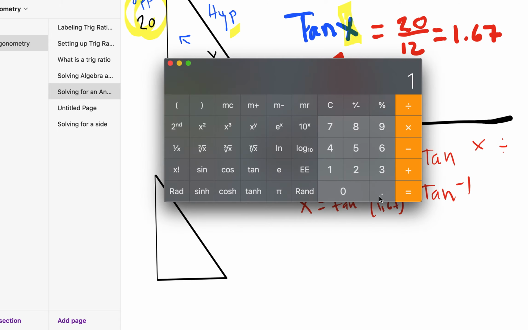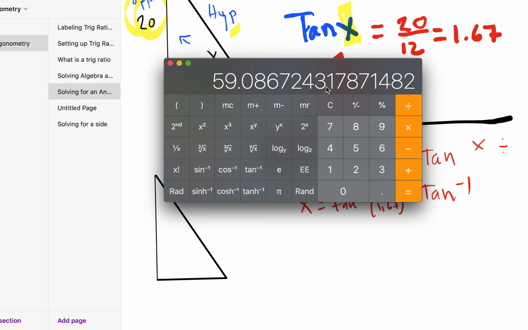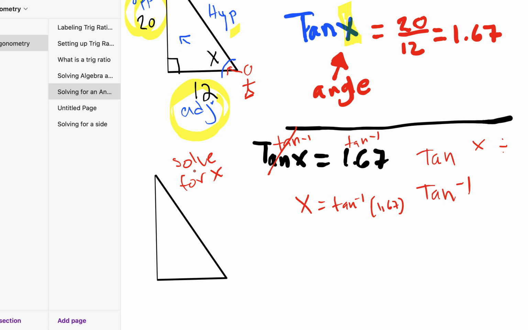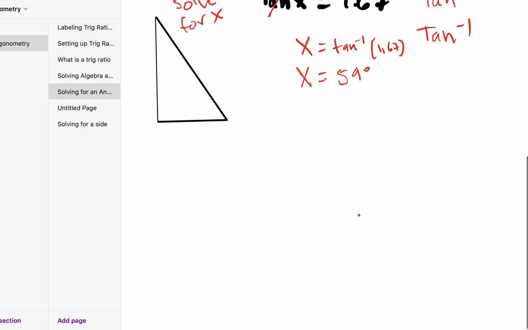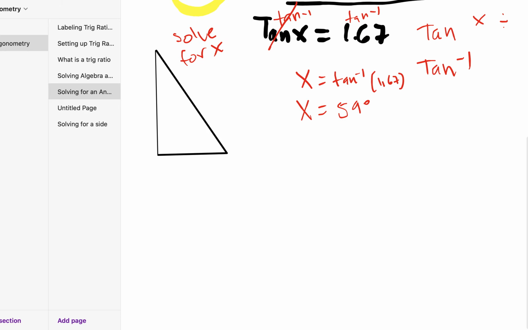I will push 1.67, and tangent's here, so I have to push the second button, second tangent. So 59 degrees. So what we found was that the angle of x is 59 degrees. So that's how we would set up a problem and how we would cancel out sine or cosine or tangent when solving one of these problems, the way we would get x alone.